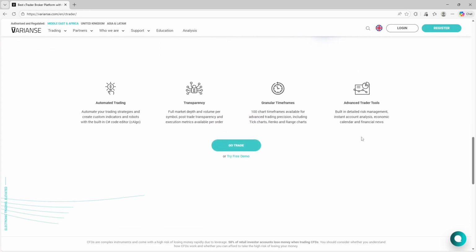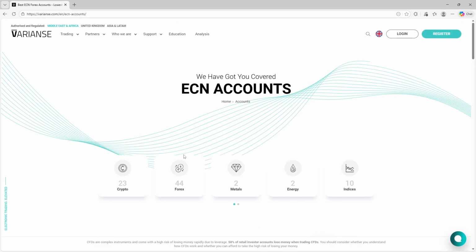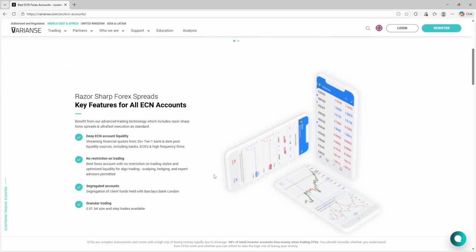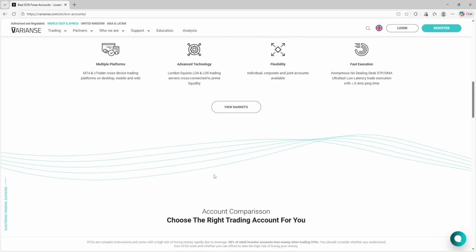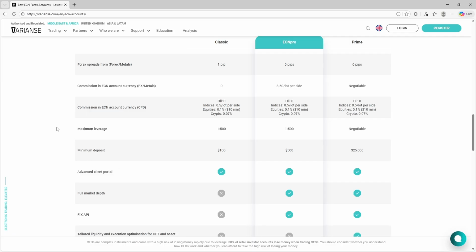Only after understanding these features does the account structure become relevant. Varianse offers 3 main account types: Classic, ECN Pro, and Prime. The Classic account is designed for accessibility, offering a straightforward trading setup for lower volume traders. The ECN Pro account is built for active and professional traders, providing raw spreads, full market depth, and advanced execution tools. The Prime account targets high net worth and institutional traders with customized liquidity, negotiable conditions, and significantly higher entry requirements.